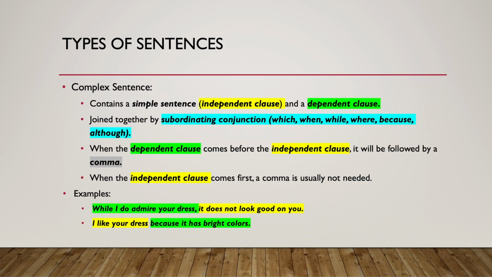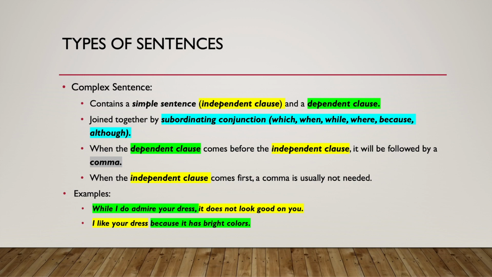Then we have complex sentences. A complex sentence is a simple sentence with a dependent clause added on. These types of sentences are joined together using subordinating conjunctions. Words such as which, when, while, where, because, although. There are others. That's not a complete list. Until. Okay?